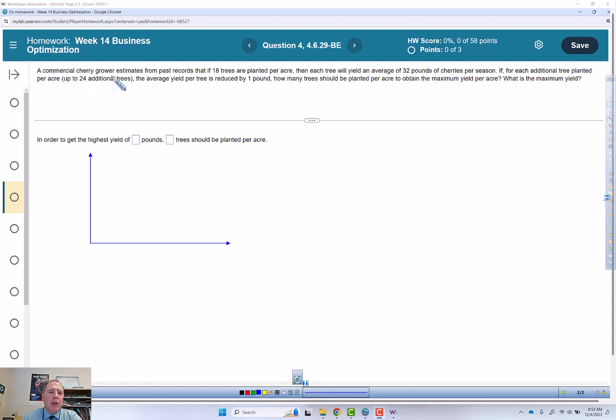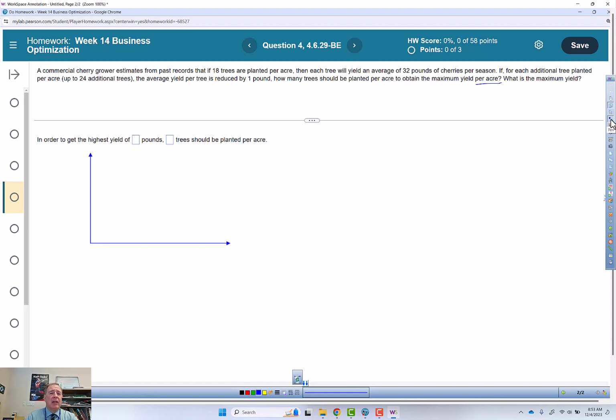A commercial cherry grower estimates from past records that if 18 trees are planted per acre, then each tree will yield an average of 32 pounds of cherries per season. If for each additional tree planted per acre, up to 24 additional trees, the average yield per tree is reduced by 1 pound, how many trees should be planted per acre to obtain the maximum yield per acre? What is the maximum yield?